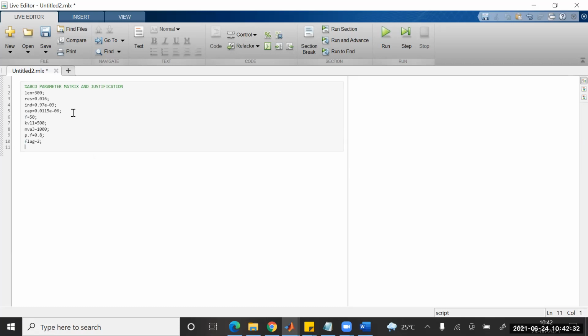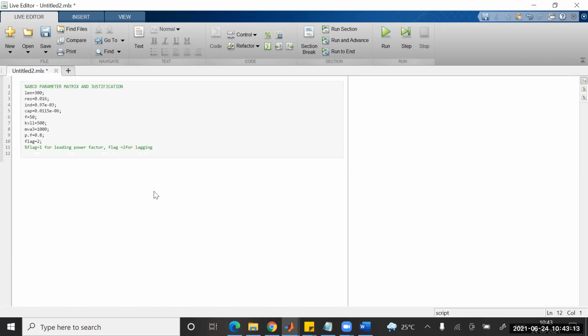This flag we can change. We'll give a comment here: flag equals 1 for leading power factor. We'll write the power factor here, and flag equals 2 for lagging. We'll put this value.